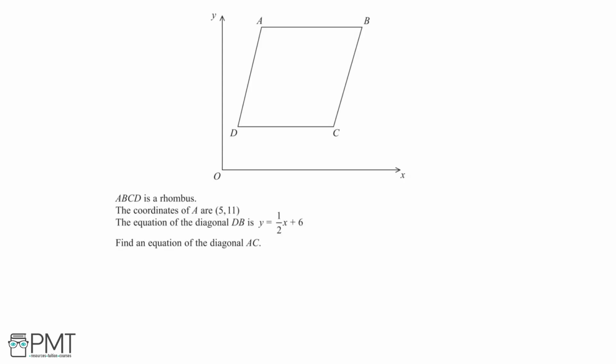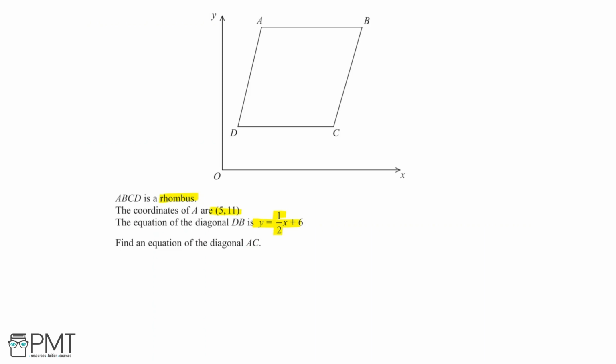In this question, we're given a rhombus ABCD, and we're told that the coordinates of A are 5, 11, and that the equation of the diagonal DB is y equals half x plus 6. We're asked to find an equation for the diagonal AC. So, based on the information we've been given, let's draw this onto our diagram.